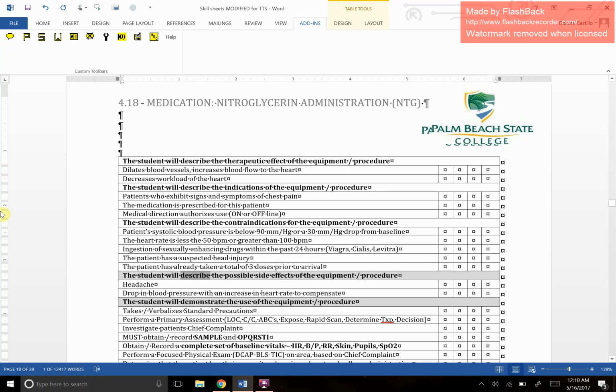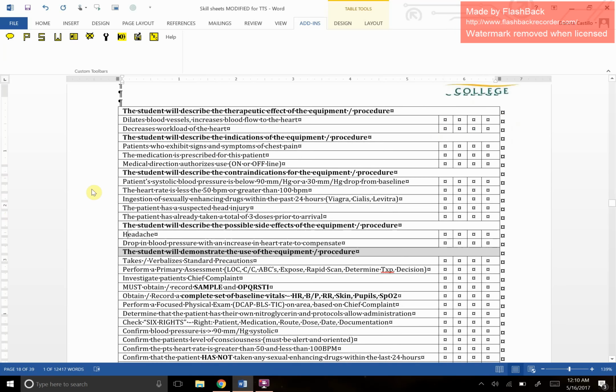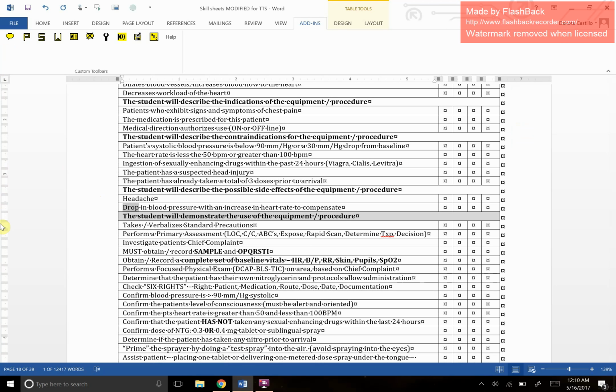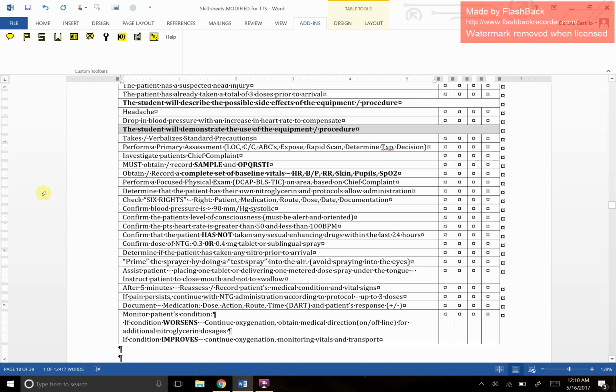The student will describe the possible side effects of the equipment / procedure. Headache. Drop in blood pressure with an increase in heart rate to compensate. The student will demonstrate the use of the equipment / procedure. Takes / verbalizes standard precautions. Perform a primary assessment: LOC, C/C, ABCs, expose, rapid scan, determine TXP decision.